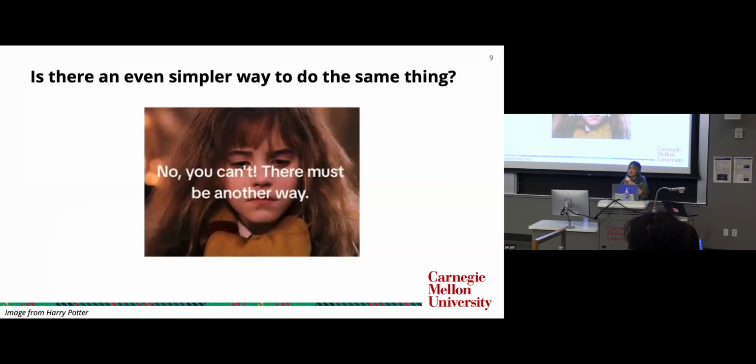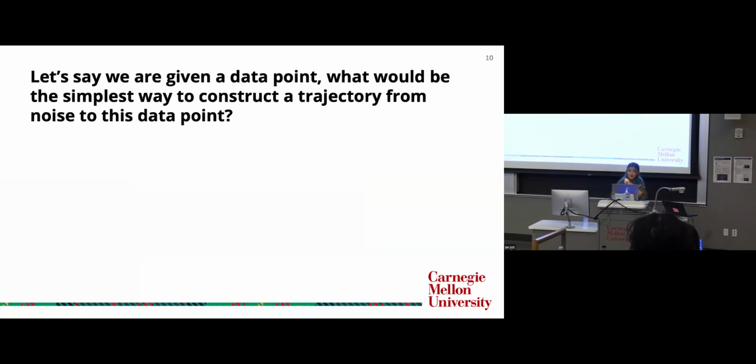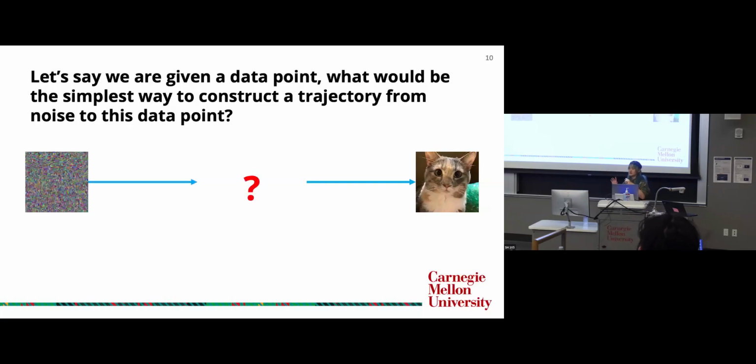It's like, is there a simpler way to do this? And I think someone, after they took the quiz, was already like, oh, I feel like there should be an easier way. Yeah, so this is what we're gonna learn today. Okay, so let's think about this question. Let's say we're given a data point. So we only have one image, right? What would be the simplest way to construct a trajectory from noise to this data point?